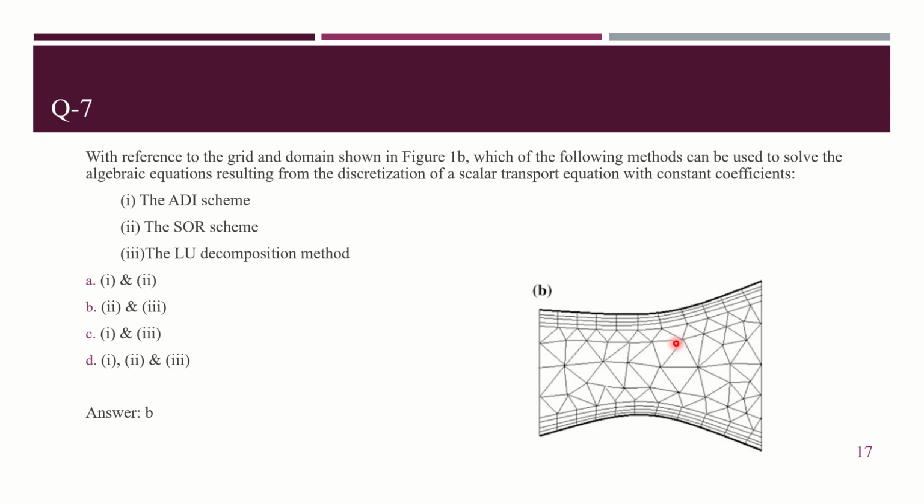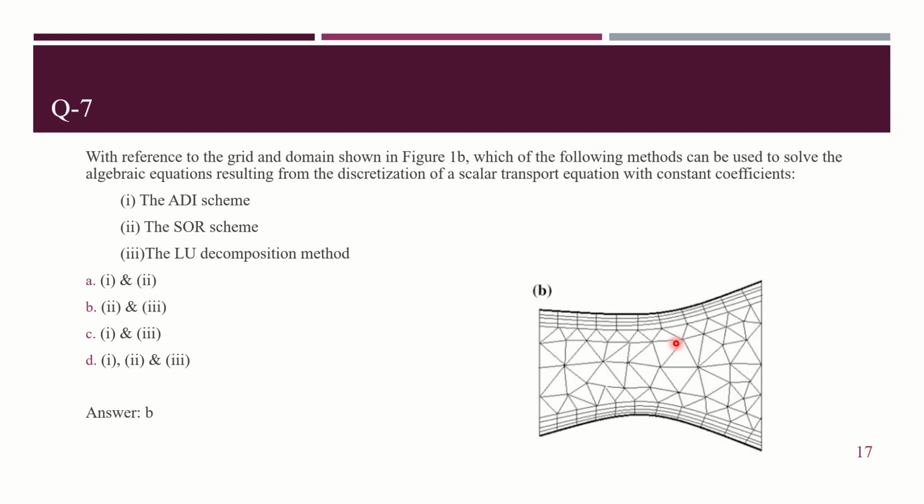So since it is an unstructured mesh, we use finite volume approach, and we get the discretization and we get the algebraic equations. So after that we need to solve those equations, right? So which of the schemes given would be suitable? First one, it is ADI scheme, that is alternating direction implicit scheme. So alternating direction implicit, if you remember, it would require certain tridiagonal matrix format. And second one is SOR scheme, successive over relaxation scheme. And third one is LU decomposition method.